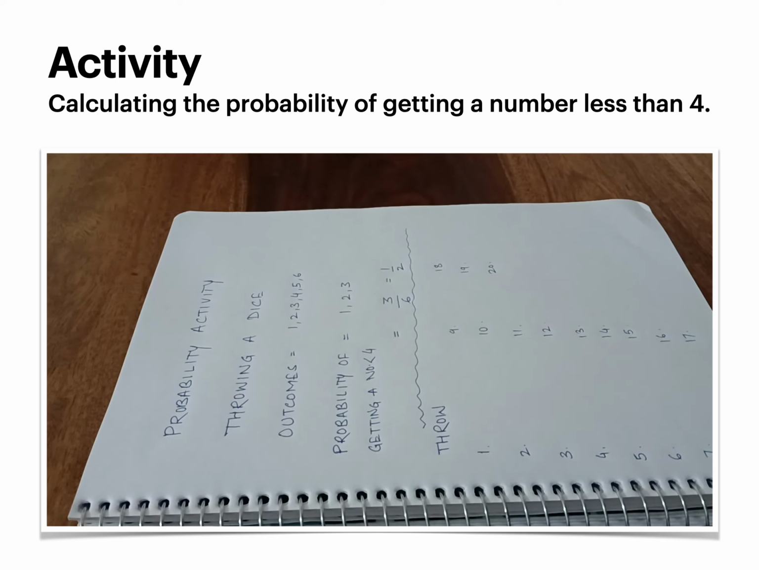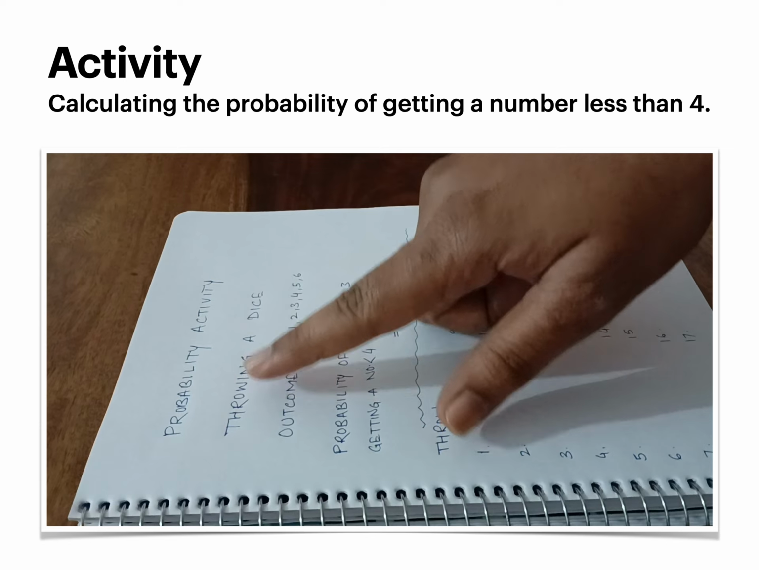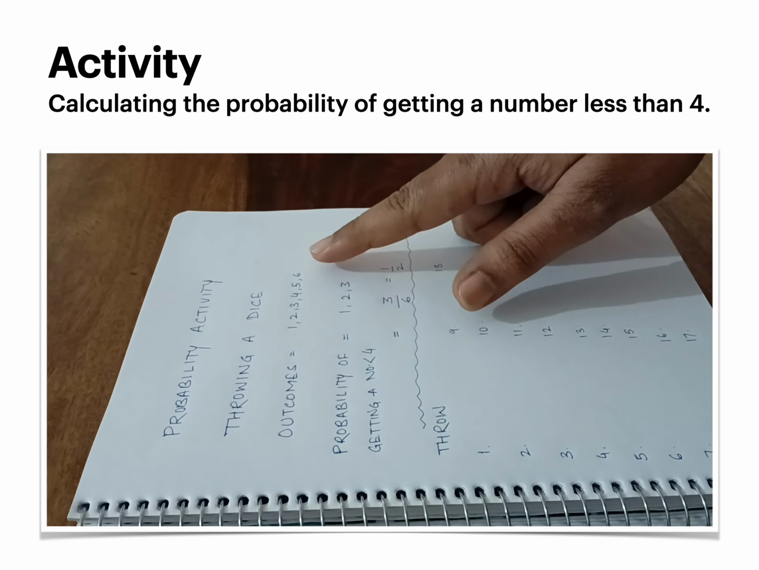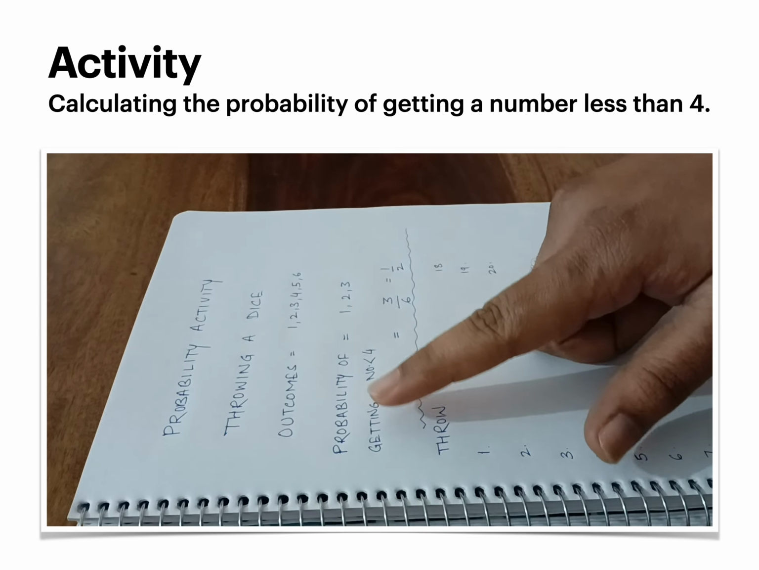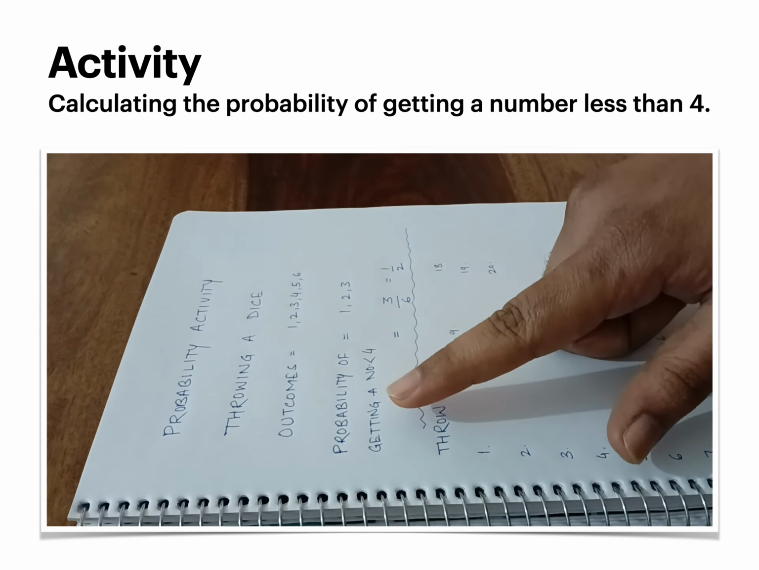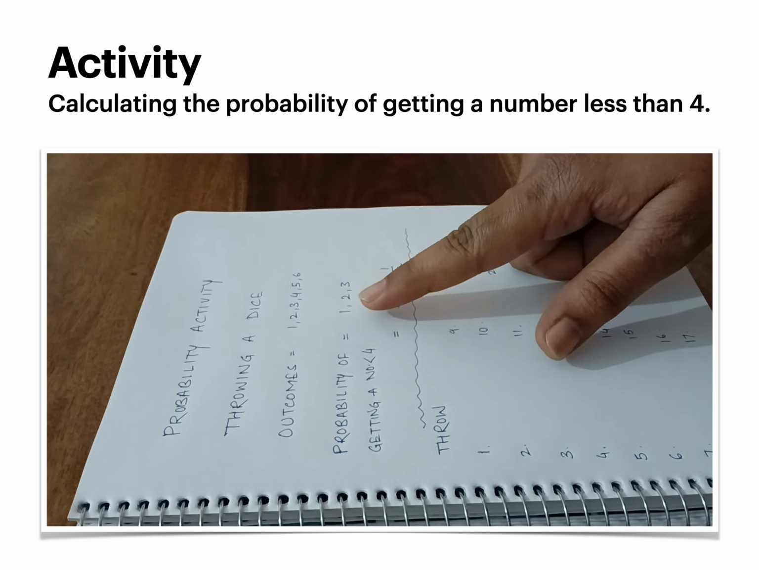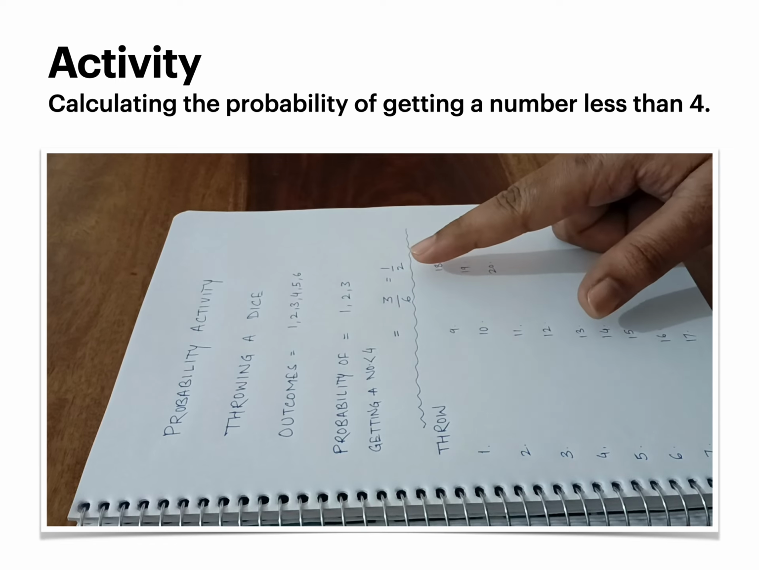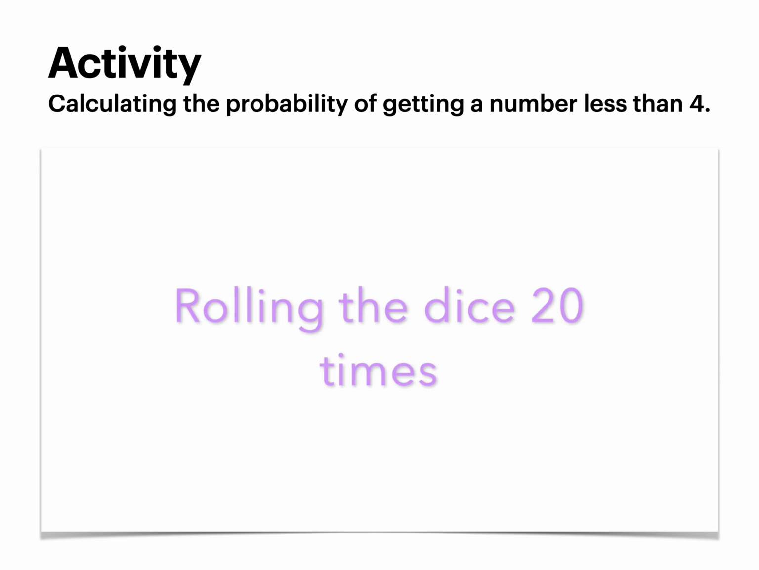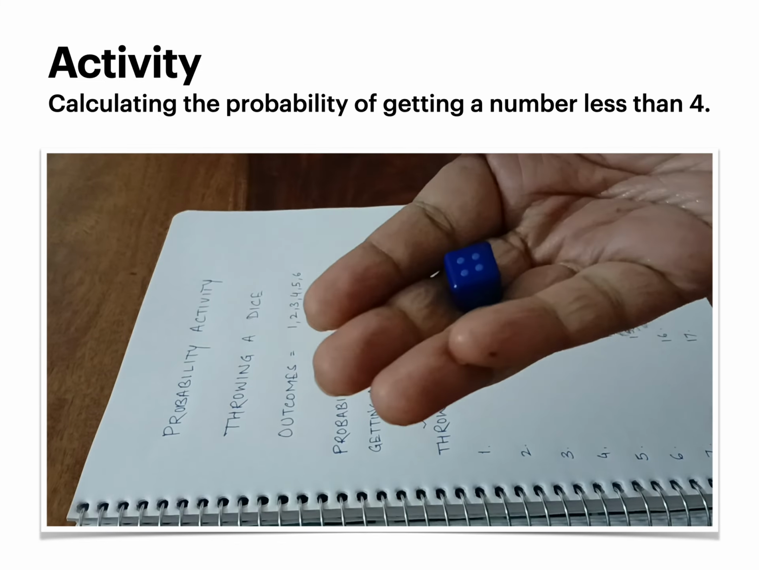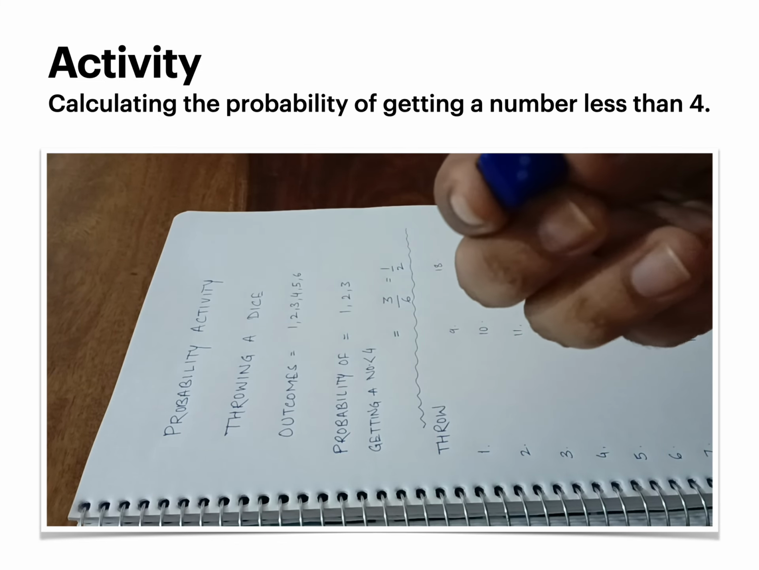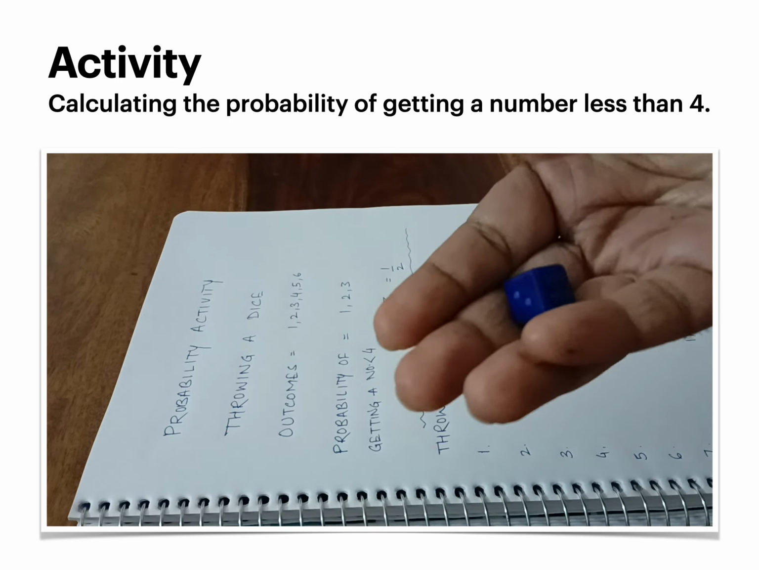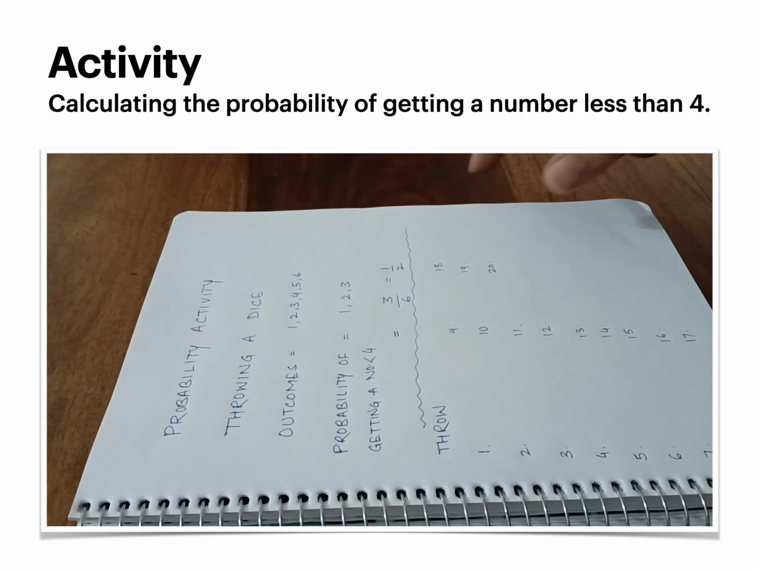Welcome to this short probability activity of dice throwing. The total outcomes on a dice are 1, 2, 3, 4, 5 and 6. We are calculating the probability of getting a number less than 4. Favorable outcomes are 1, 2 and 3. That's 3 outcomes. The total are 6. So the probability is 1 by 2. This is our dice, as you can see. This is number 6. This is number 5. So like this, we'll throw this dice 20 times and record.